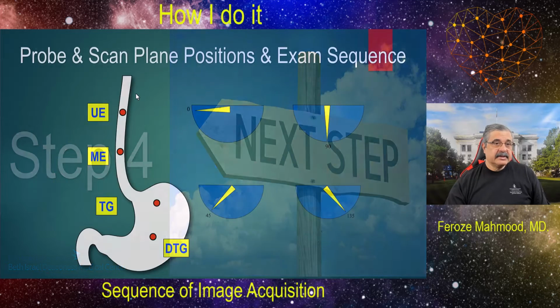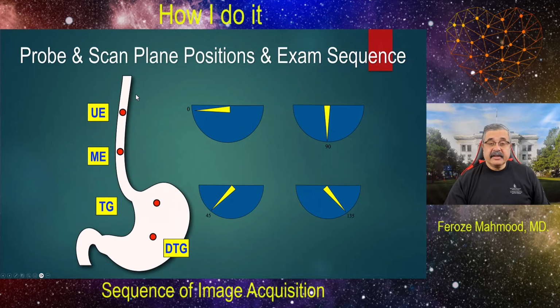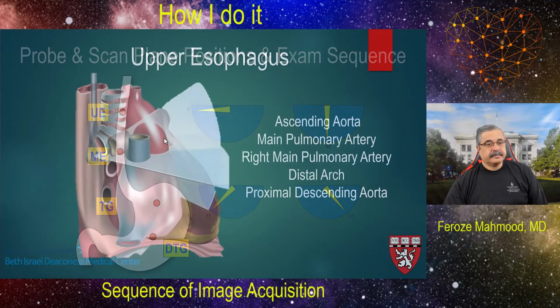The next step in this direction is to understand that there are 4 probe positions and 4 scan plane rotations. The 4 probe positions are upper esophagus, mid esophagus, and there are 2 transgastric positions. Then the scan plane rotations are at a horizontal axis, that is 0 degrees, a vertical axis, that is 90 degrees, and 2 oblique axes, that's 45 and 135. So the entire examination sequence is a combination of probe position with scan plane rotation.